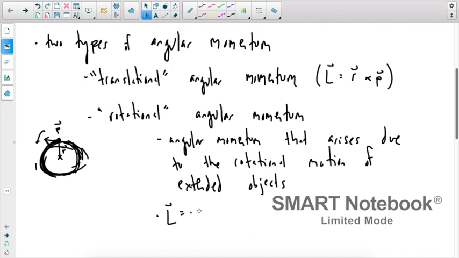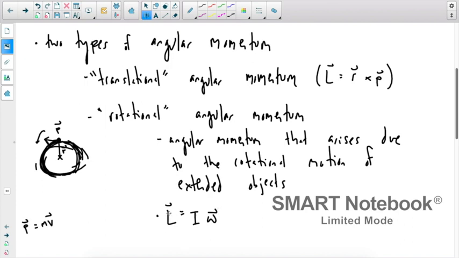It is I times omega. This should look really familiar to you. This is the exact rotational equivalent of regular old momentum. Plain old momentum is p equals mv. These are just the direct rotational analogs. The rotational analog of m is I, rotational inertia. The rotational analog of translational velocity is omega, rotational velocity, right?